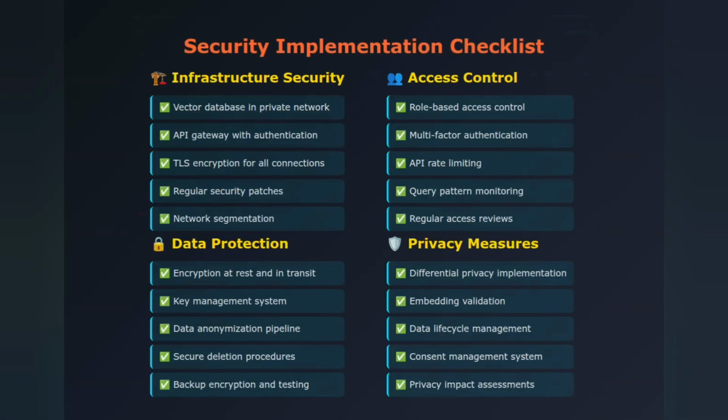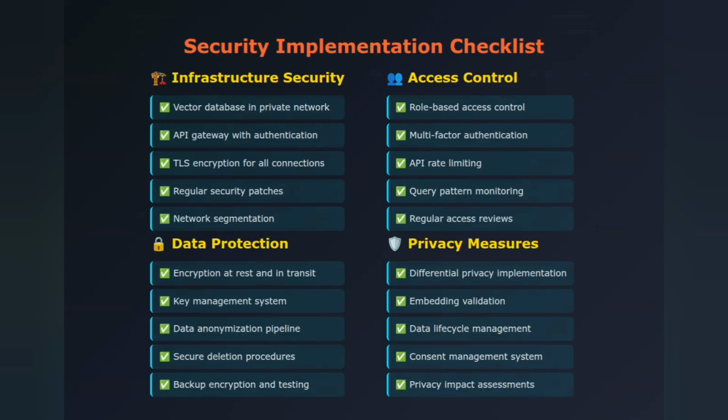All right, let's make this practical. Here's your complete security checklist that you can implement today. Infrastructure security: vector database in private network, API gateway with authentication, TLS encryption for all connections, regular security patches and updates, network segmentation, and firewalls. Data protection: encryption at rest and in transit, key management system, data anonymization pipeline, secure deletion procedures, and backup encryption and testing.